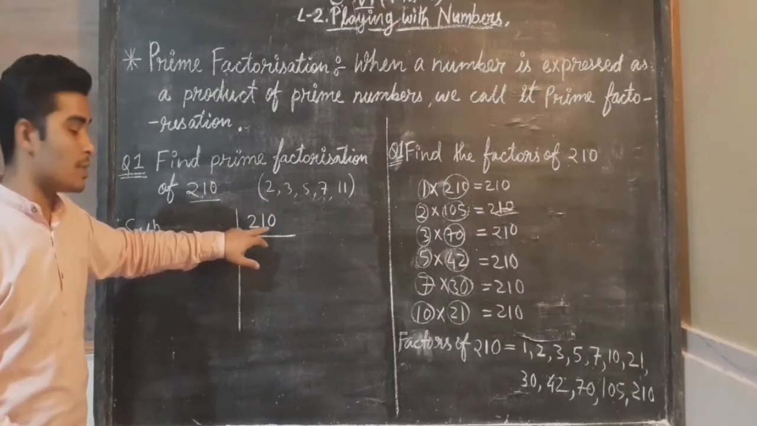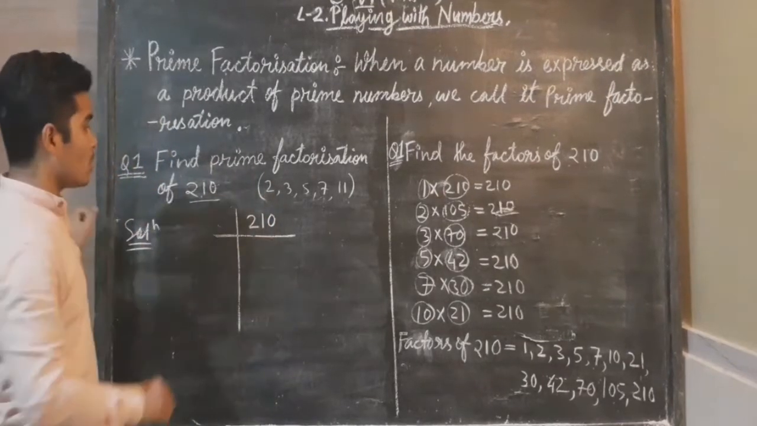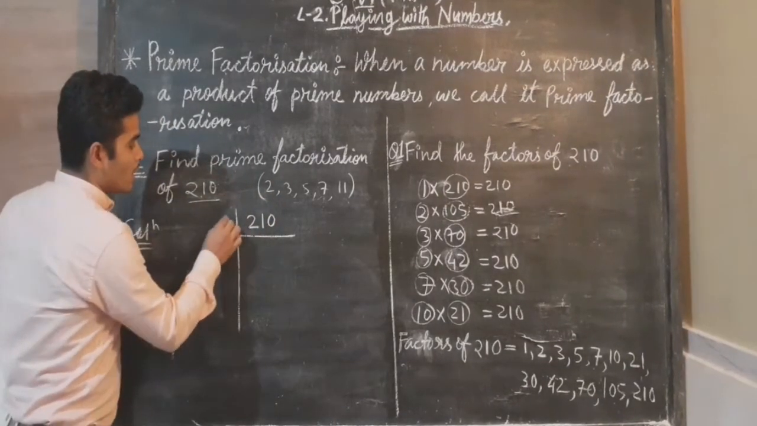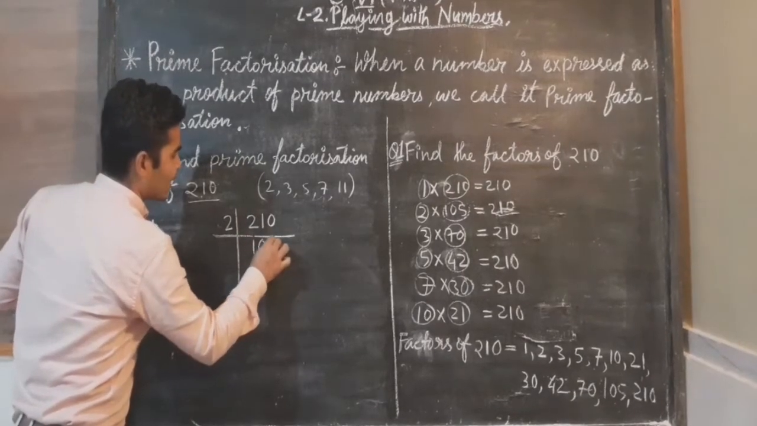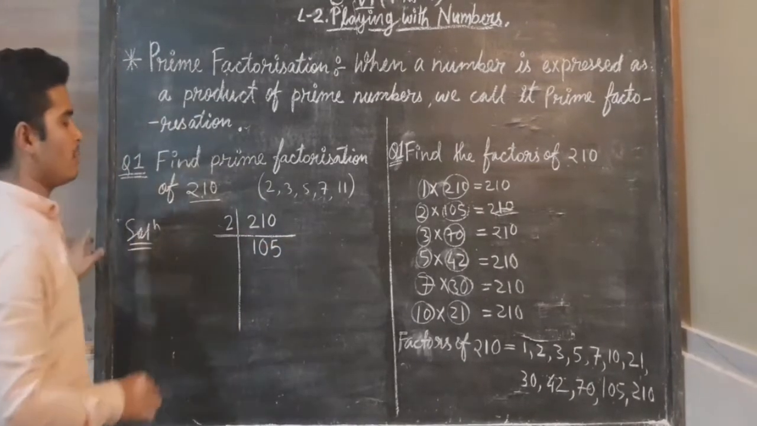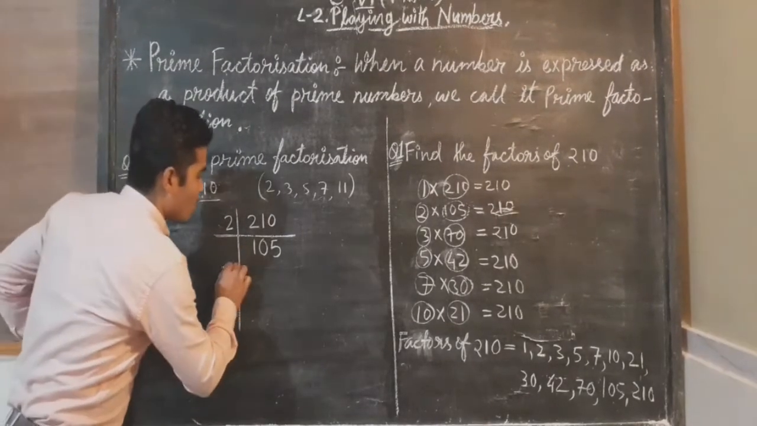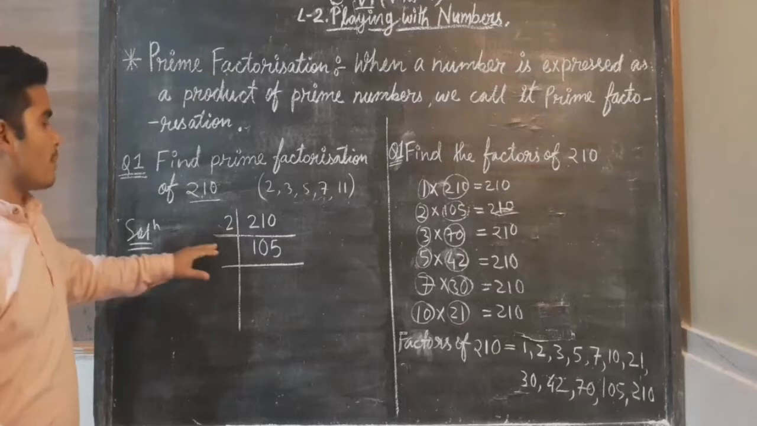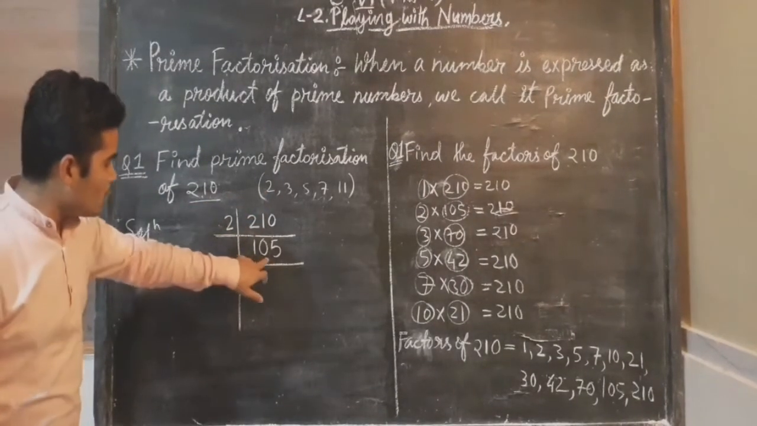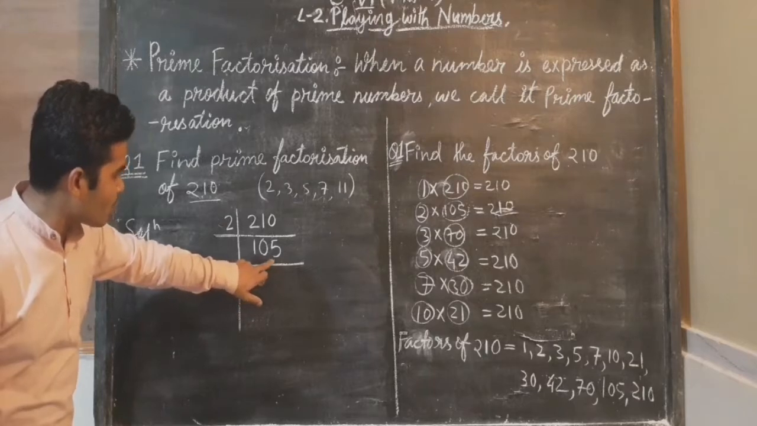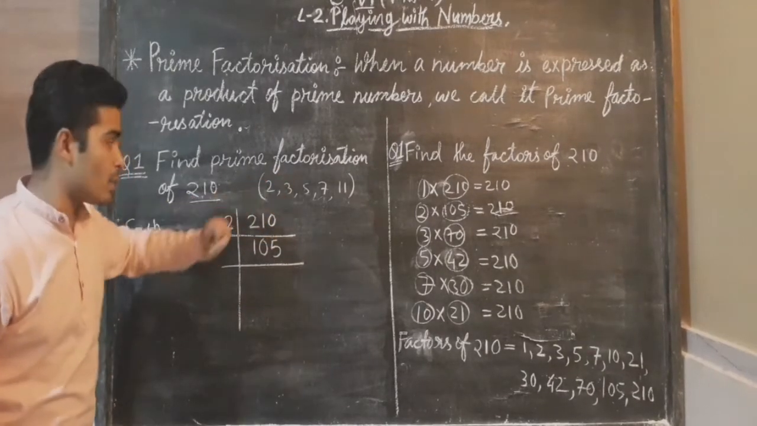You can see this is an even number. It will be easily divisible by 2. If you divide this number by 2, then you will get 105. So now let's move to the next step. What should we do? We have already divided by 2, and again you will see this number is not divisible by 2. Then what will we do? Then only we will move to the next prime number.